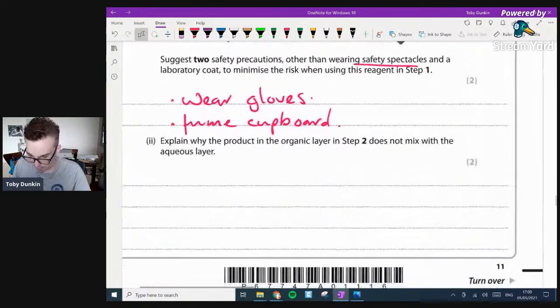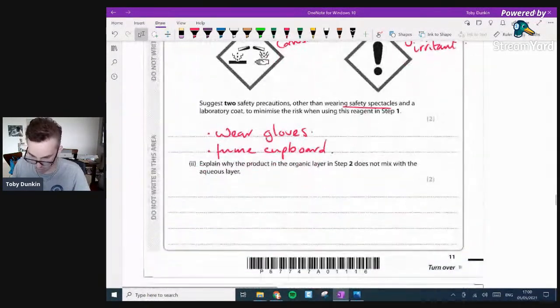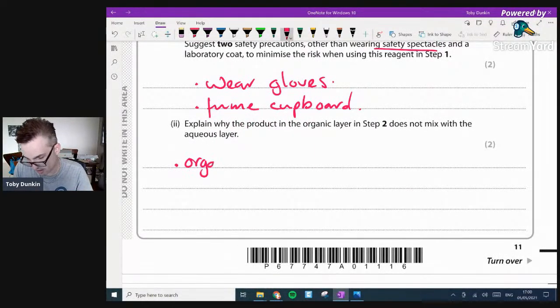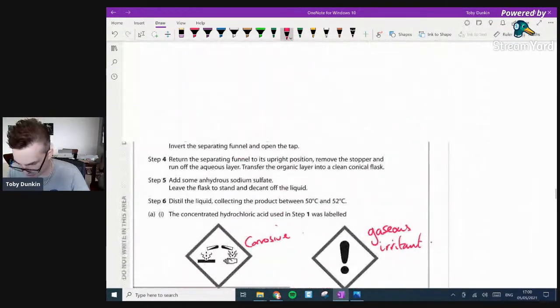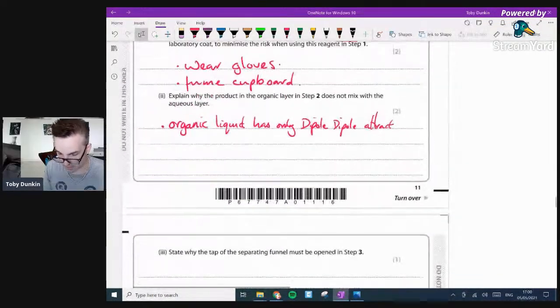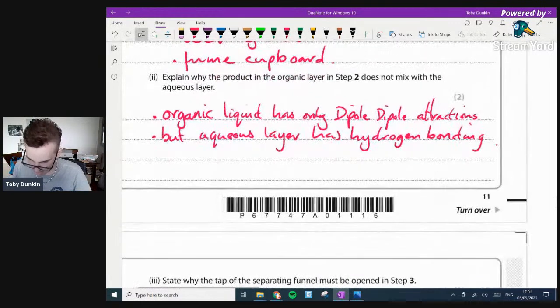It'll explode. Explain why the products in the organic layer in step two do not mix with the aqueous layer. The organic layer does not mix with the aqueous layer. Okay, that's because the organic liquid has only dipole-dipole attractions. Was it an alcohol? 2-chloro, yeah, okay, it's only dipole-dipole attractions, but the aqueous layer has hydrogen bonding. Hydrogen bonding, so, well, that's kind of it, really.